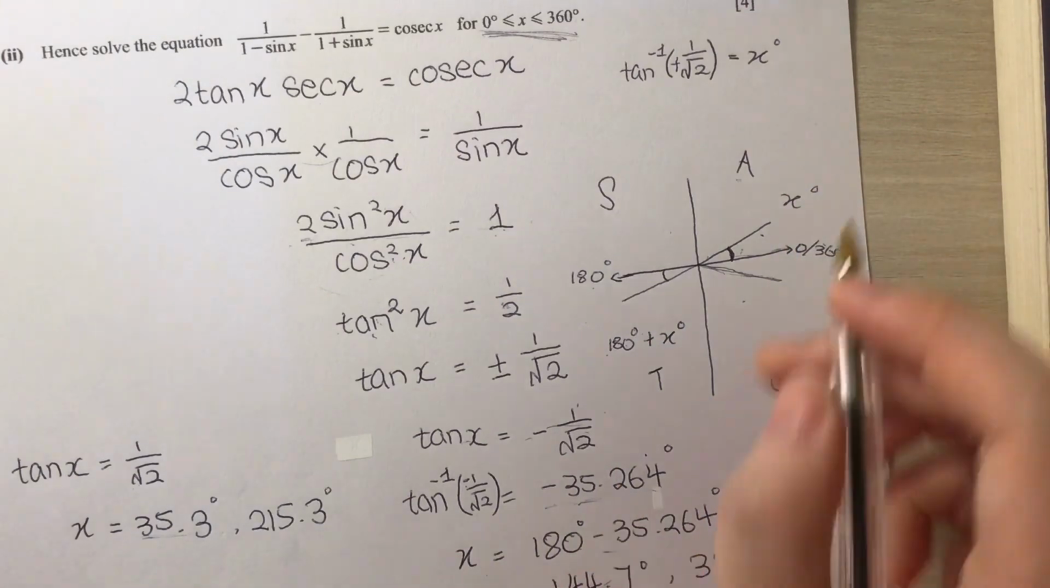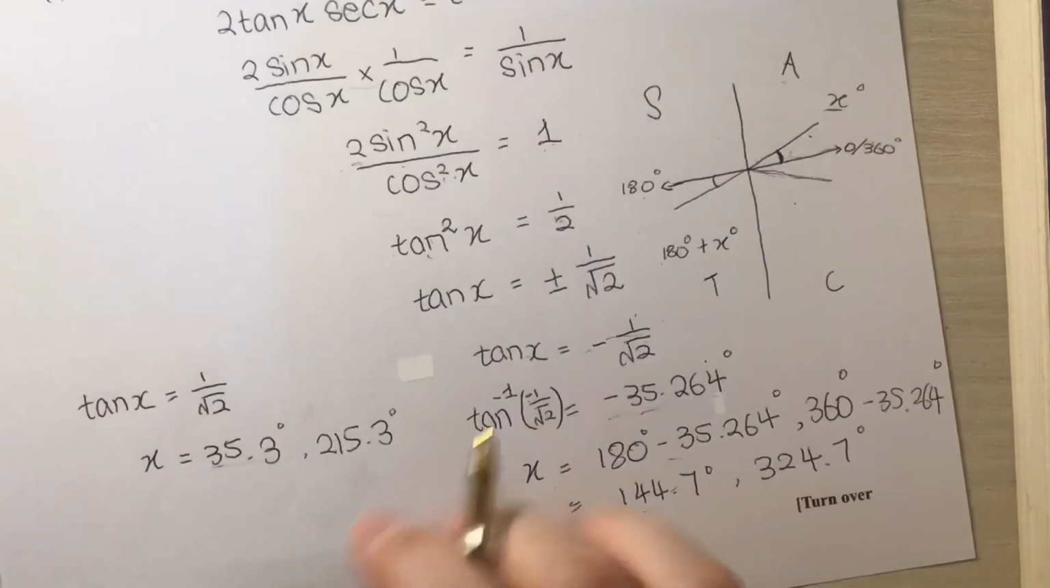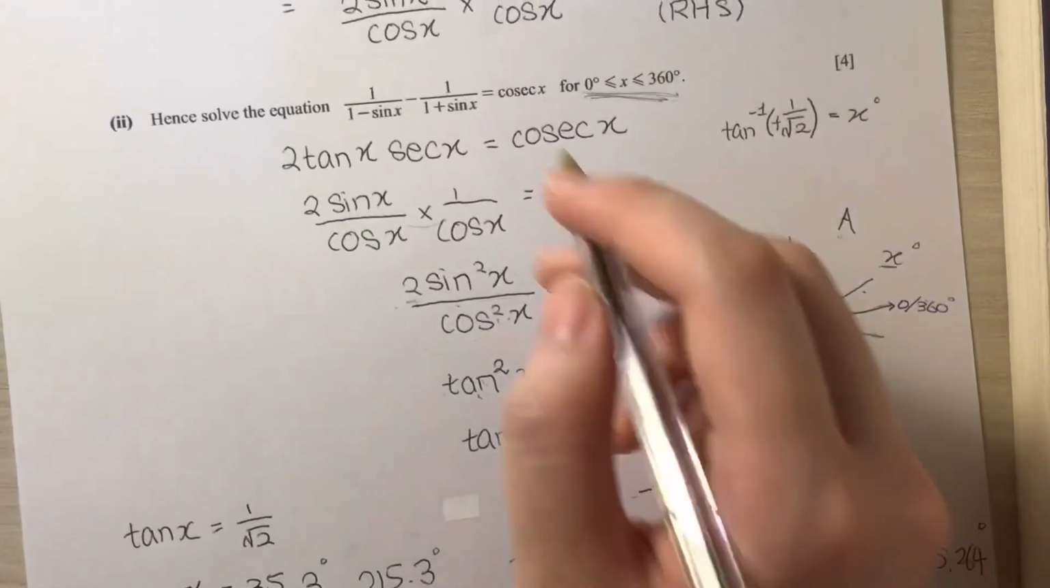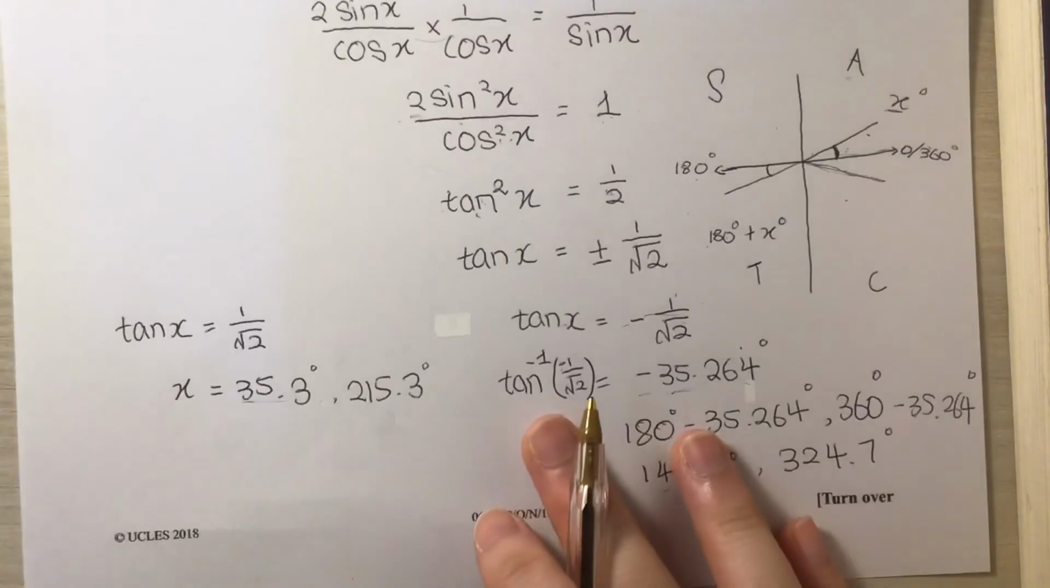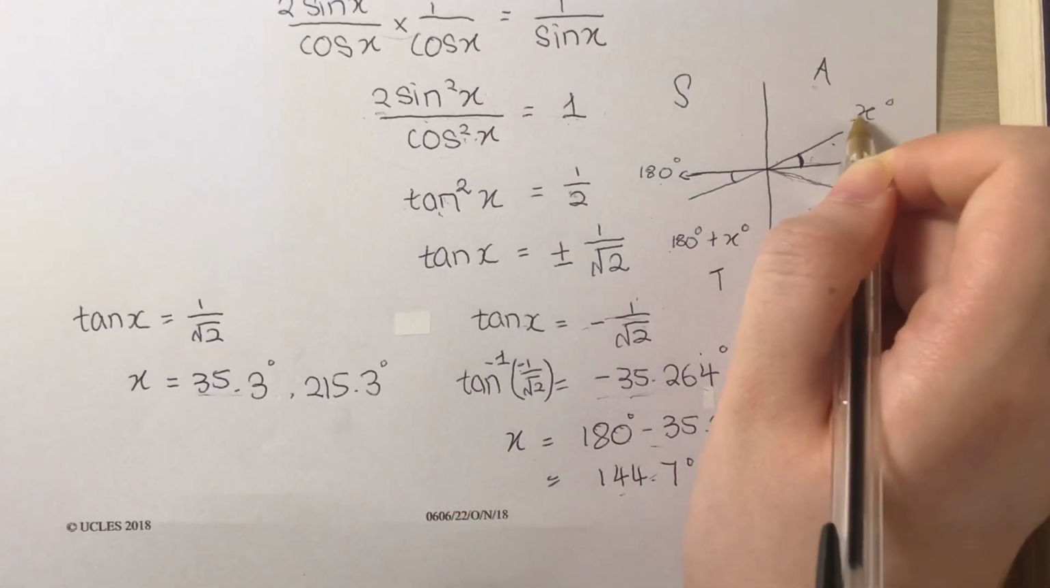Notice that the x here and the x here are different. This x here may be the same, but the x that we want to find here can be a lot of different answers. But this x means the angle that you find using your calculator.